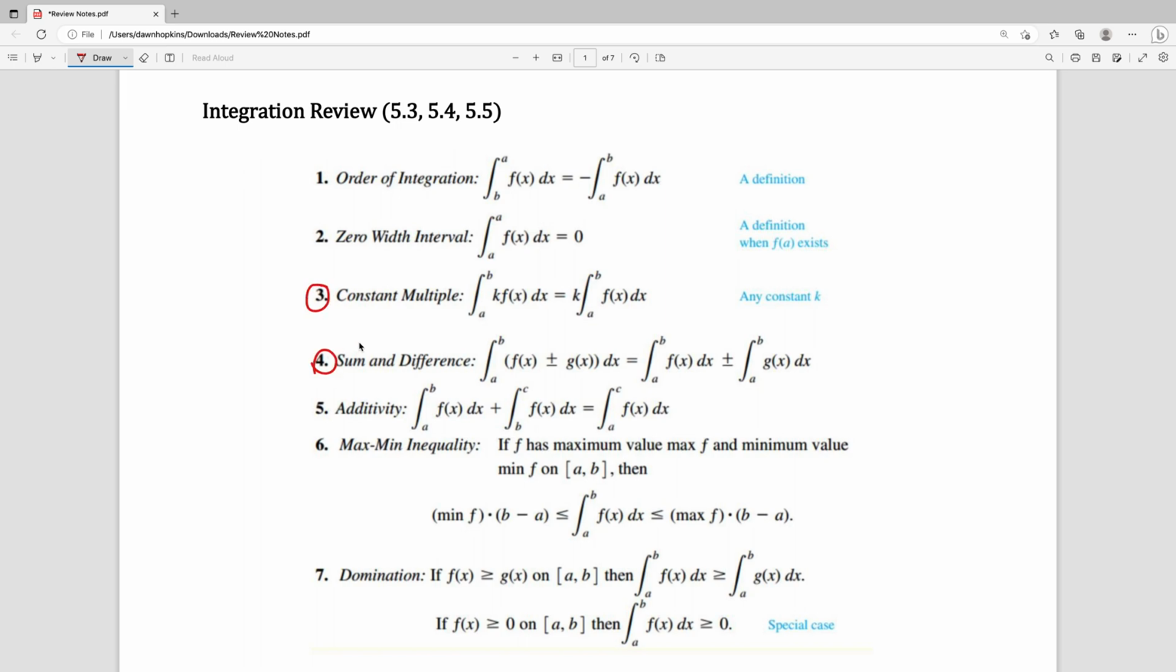Number 3 says that if you have a constant k inside that integral, you can then pull it in front. We're going to use that quite often. And then number 4 has to do with the sum and difference. If you've got two functions that are either added or subtracted inside the integral, you can set up two integrals that are either added or subtracted from one another. Those we're going to use the most often in the class, but the others will come into play from time to time.